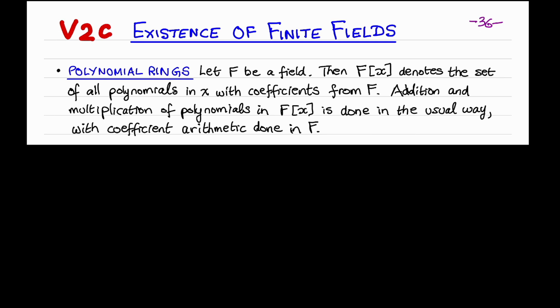Let's define these rings. I'll let F denote any field. F[x] denotes the set of all polynomials in x with coefficients from F. I'll call this the set of polynomials over F. Addition and multiplication of polynomials in F[x] is done in the usual way. But the important thing to remember is that the coefficient arithmetic is done in the field F itself.